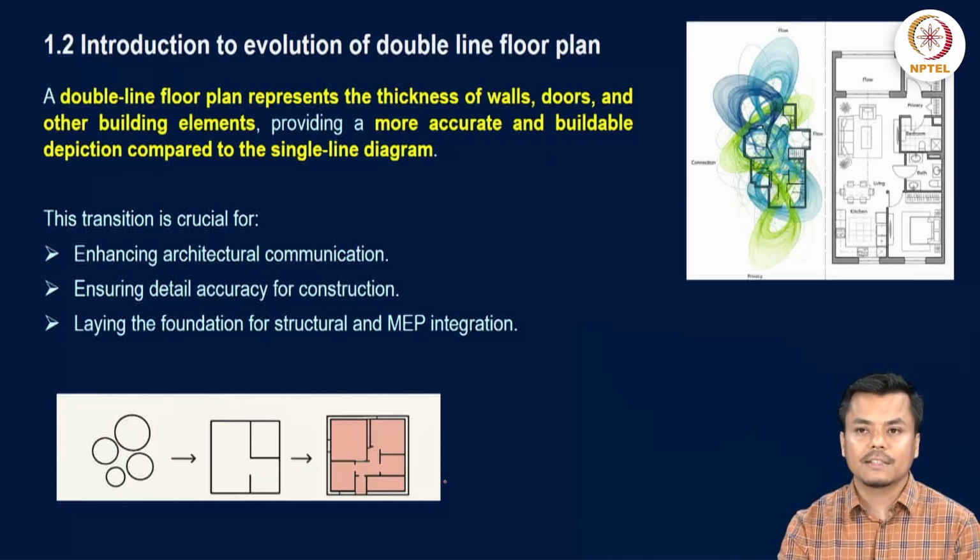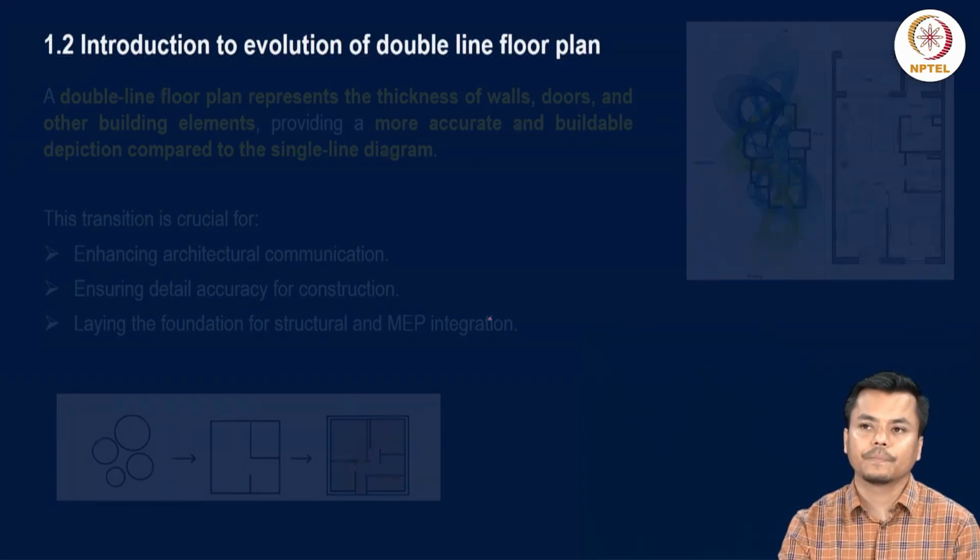That is what is being shown through the double line floor plan, along with the details of openings, that is doors, windows and other building elements, that provides a more accurate and buildable depiction compared to the single line floor plan. So this transition is crucial for enhancing architectural communication, ensuring detail accuracy for construction, and laying the foundation for structural and MEP integration. This is why the preparation of double line floor plan is necessary.